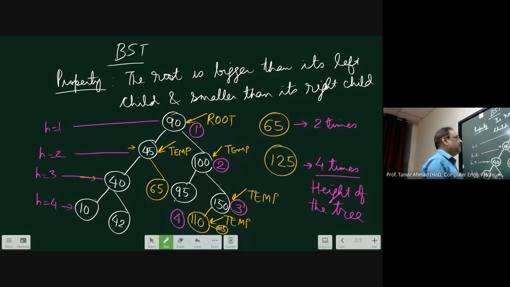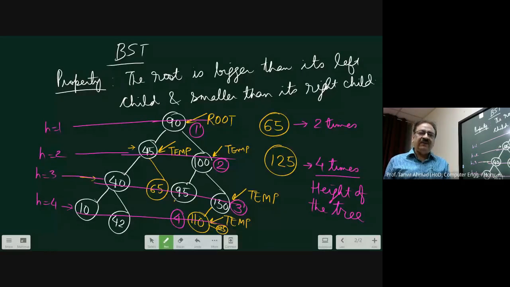Now you see, this is like this, like this. Because 10, 42 and 110 are at the same height. Now how do I calculate the height? The height is the maximum distance of that node from the root. That means the height can be defined as the maximum distance of any node from its root.